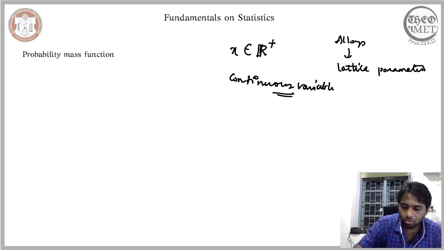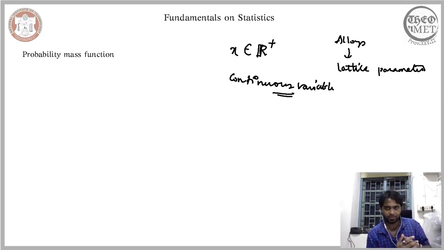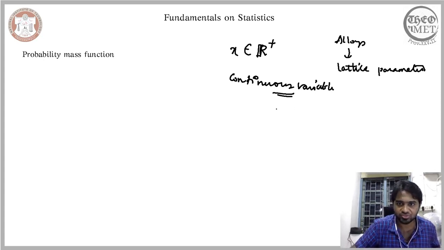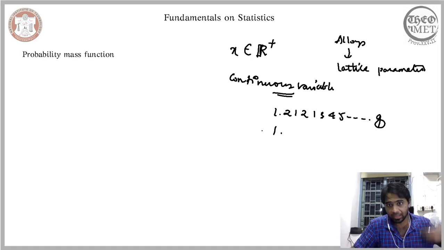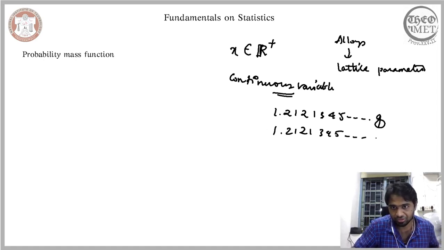So when you have a lattice parameter, it is possible for us to have, say for instance, 1.2, 1.2, 3, 4, so on and so forth, say 9. And rather to make it simple, 8. It is also possible for us to have an alloy, and the lattice parameter of that alloy would be 2.1 and so forth, say several digits, 9.